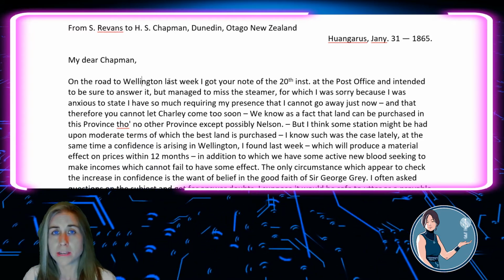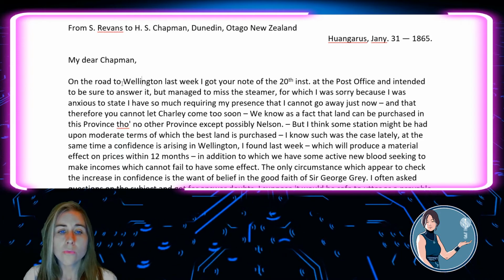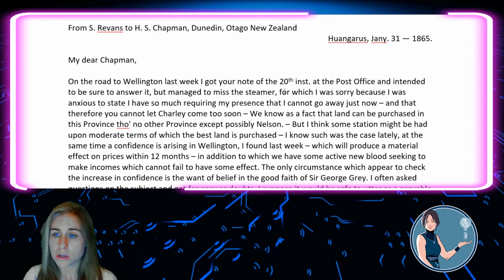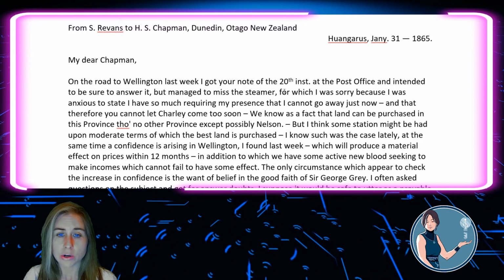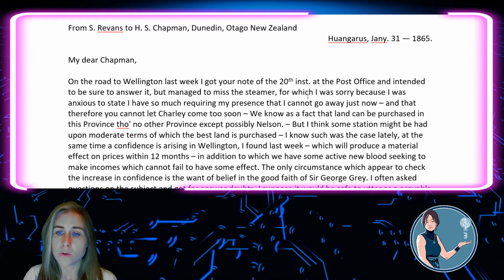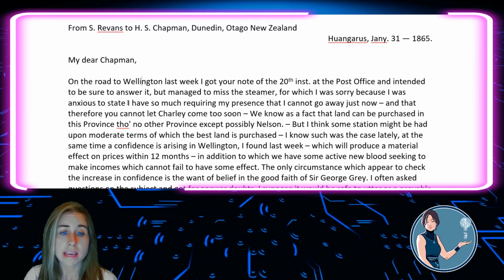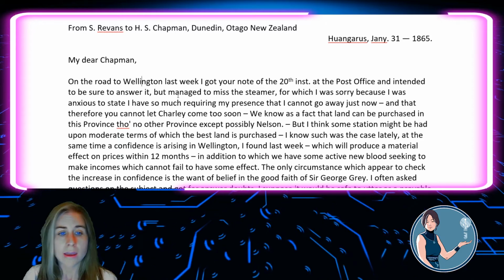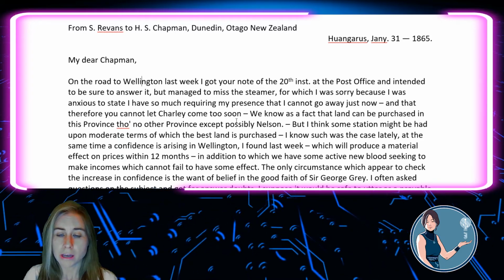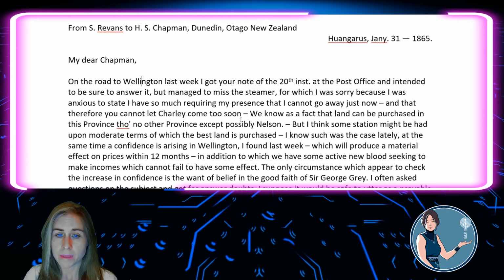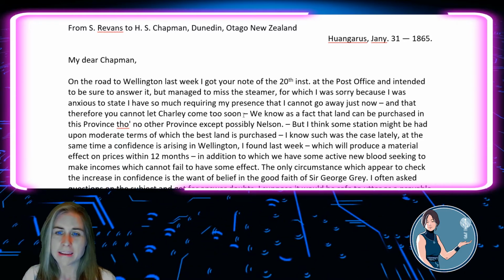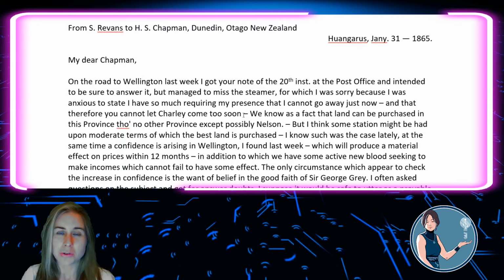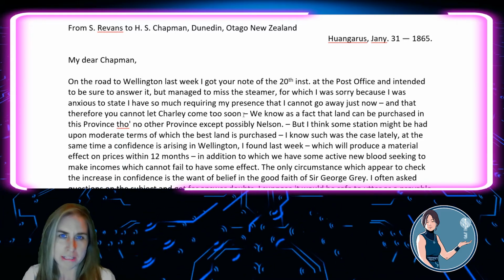So first, let's read the first sentence. On the road to Wellington last week, I got your note of the 20th instant at the post office and intended to be sure to answer it, but managed to miss the steamer, for which I was sorry, because I was anxious to state I have so much requiring my presence that I cannot go away just now, and that therefore you cannot let Charlie come too soon. Now, there's a dash here, and I'm going to consider that the end of the sentence because it's going on for a bit too long, and that seems like a fairly cohesive thought.